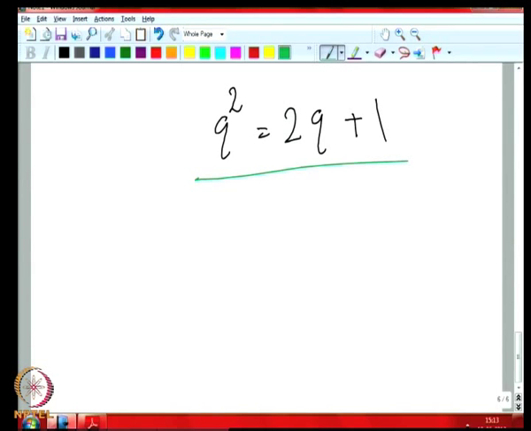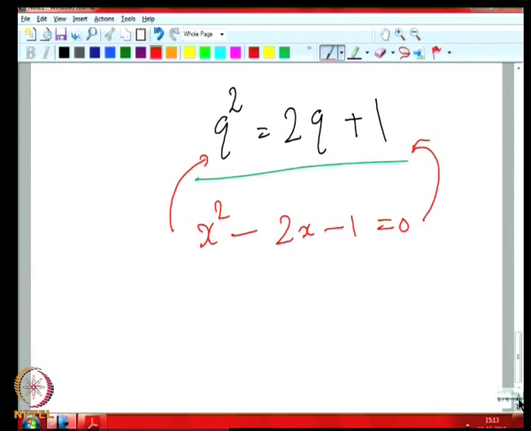Now, we know that any q which satisfies this equation x square minus 2x minus 1 equal to 0 will satisfy this equation, and we can solve for this by the usual techniques. You can use the formula for solving the quadratic equation, and those values can be given to q, and this will be satisfied.